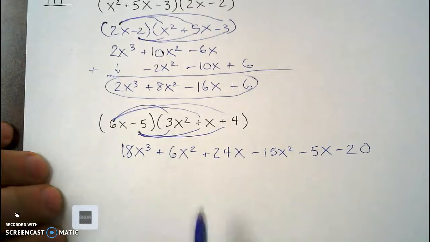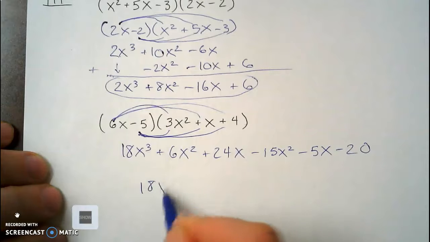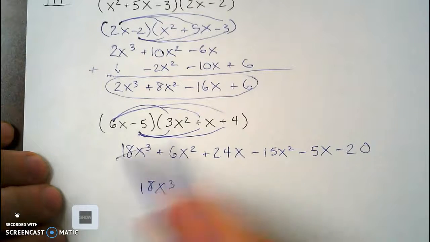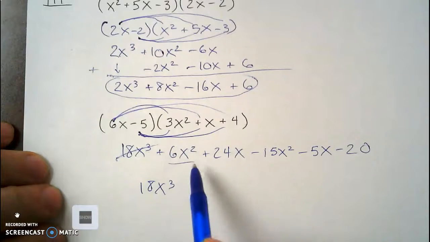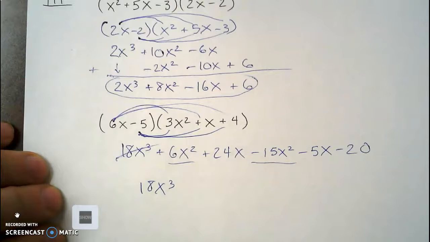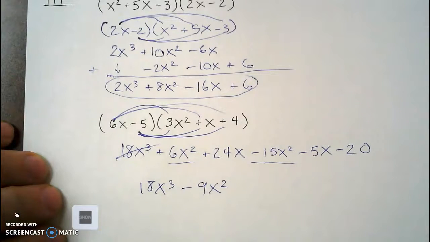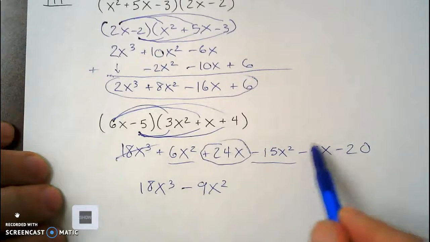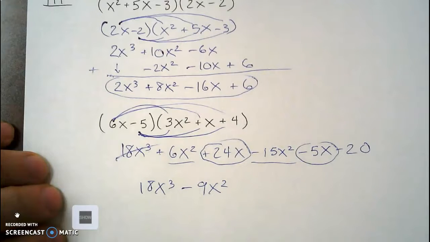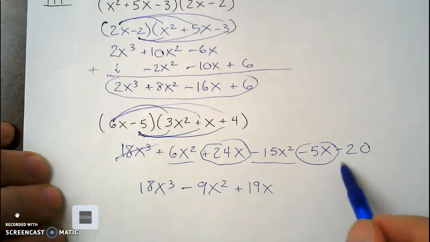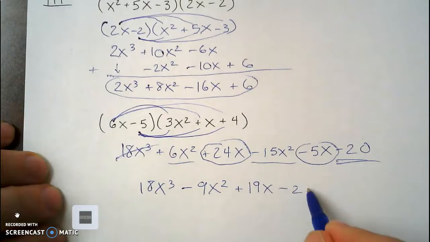So now, to combine like terms, that's my only x to the third. Bring that down into your answer. And you can cross it out if you want. Now there's an x squared. Here's another x squared. Look on the left of each number before you add them. Positive 6 plus negative 15 is negative 9x squared. Okay, I have two x terms up here. Again, one positive, one negative. Positive 19x. And last but not least is the negative 20.